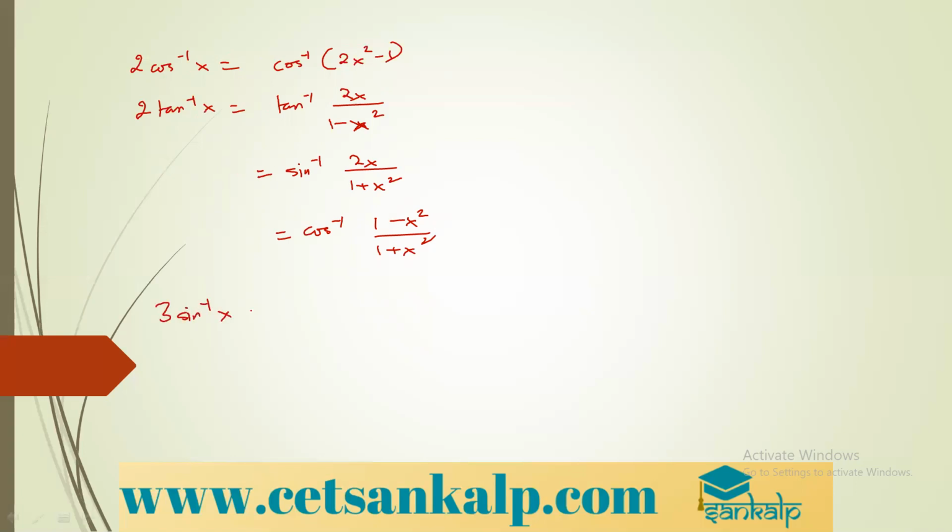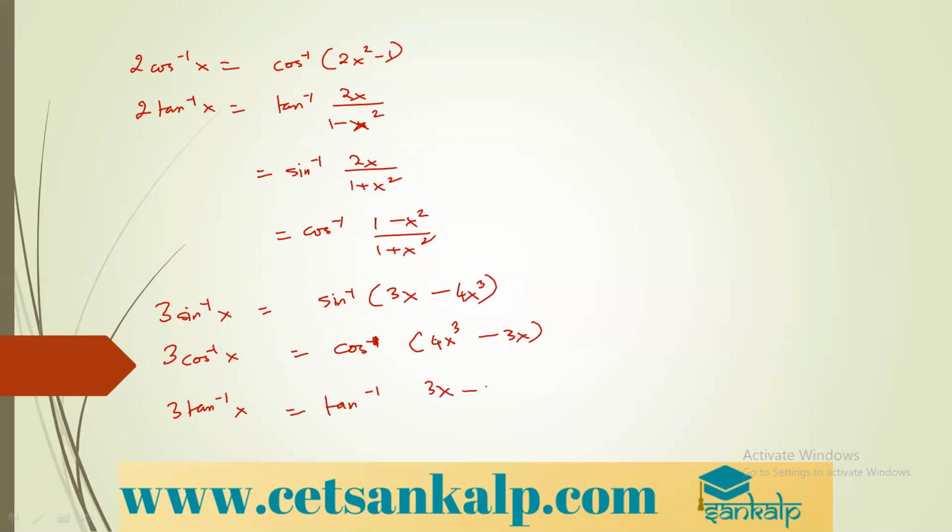Similarly, the 3 sine inverse x formula is sine inverse (3x minus 4x cube). The 3 cos inverse x formula is cos inverse (4x cube minus 3x). The 3 tan inverse x formula is tan inverse (3x minus x cube) by (1 minus 3x square).